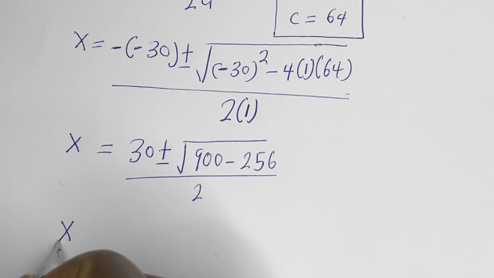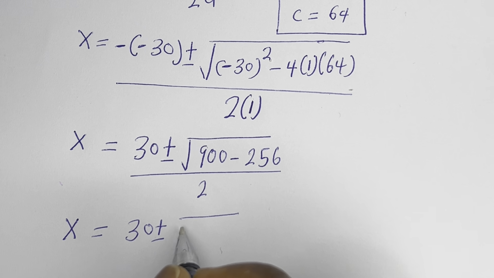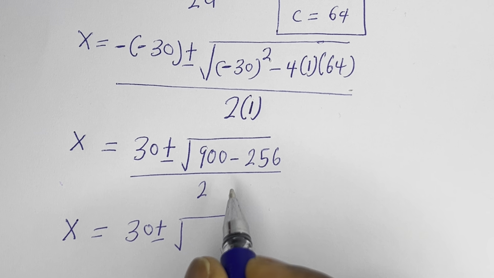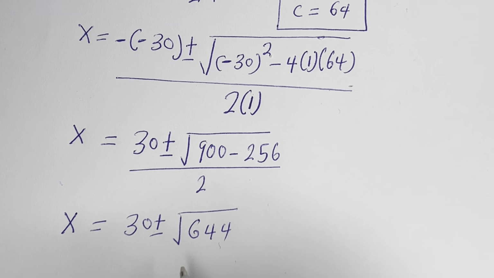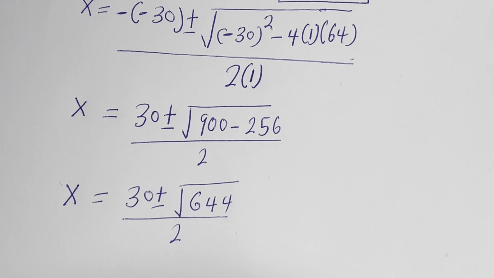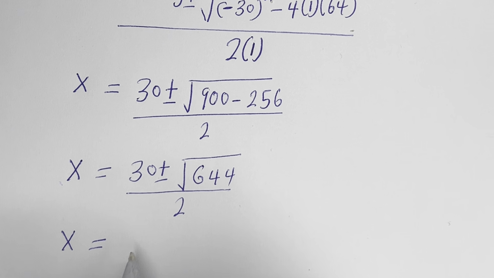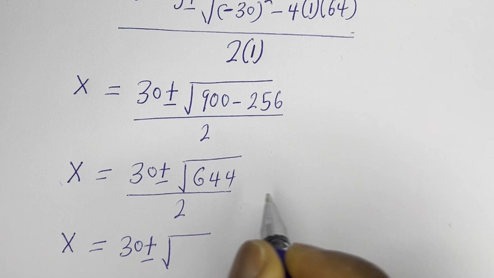Now x is equal to 30 plus or minus square root of 900 minus 256. That is 644. Then over 2. Now here we have x is equal to 30 plus or minus square root of 644, which can be written as follows.